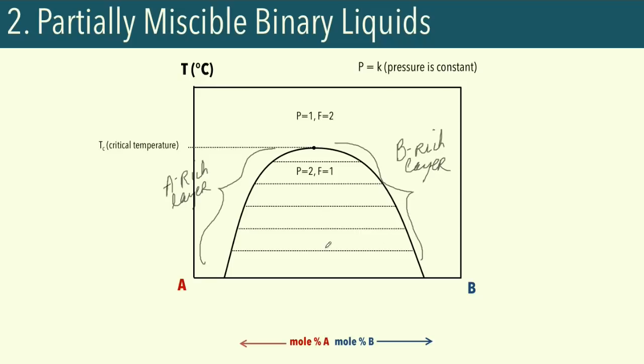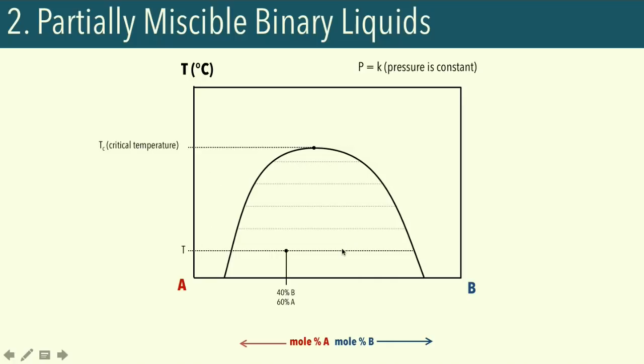We can use the tie lines to help us determine the corresponding compositions of the layers if we have a system that is within this curve. Let's consider a system in which we have 40% B and 60% A at a corresponding temperature over here. If we follow the tie lines to determine the composition of the A-rich layer, it is going to be around 15% B and 85% A.